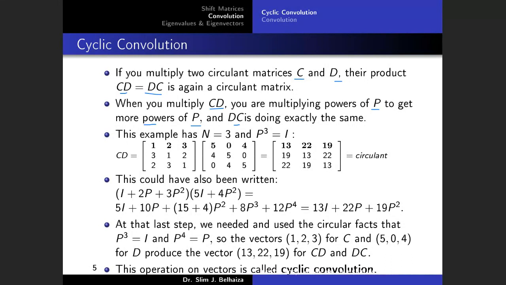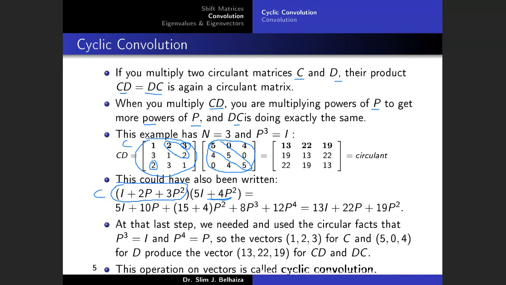We took these two circulant matrices. The first matrix here on the left is C. We can write it as 1 times I plus 2 times P, as you see, this is the P matrix for size 3, plus 3 times P squared. You can see that P squared will have 1 here and ones on the lower diagonal. So you will have C, which is I plus 2P plus 3P squared, multiplied by another circulant matrix D, which is 5I, because you see the 5s are on the diagonal, plus 0 times P plus 4 times P squared.